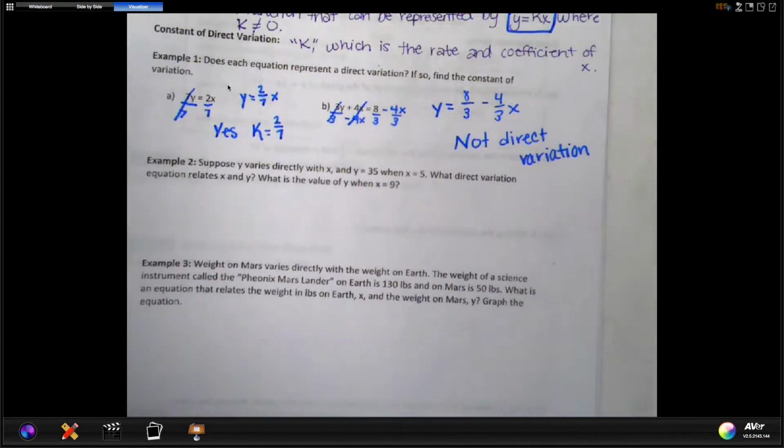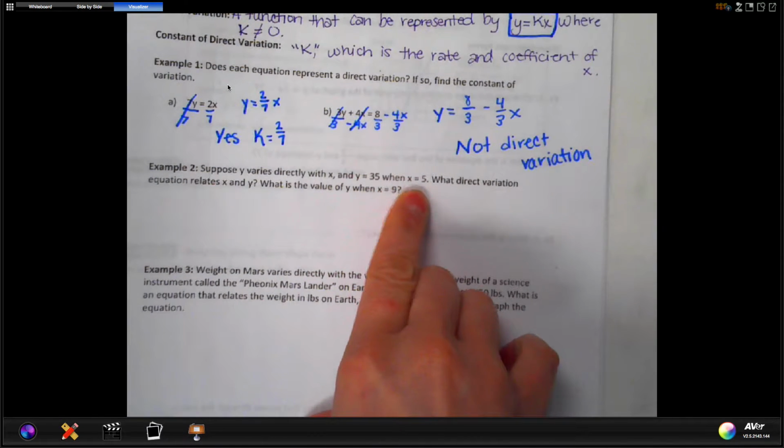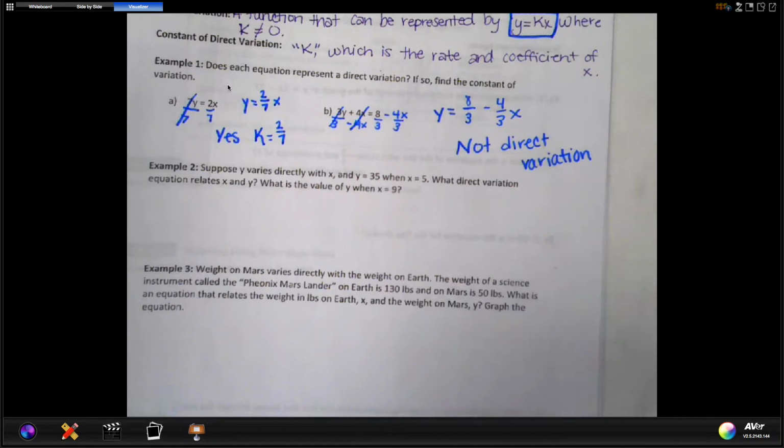Okay, example 2. Suppose y varies directly with x. So that means that there's going to be y equals your, whatever your rate is, x, and no y-intercept, or y-intercept of 0. And y equals 35 when x equals 5. What direct variation equation relates x and y? What is the value of y when x is 9?